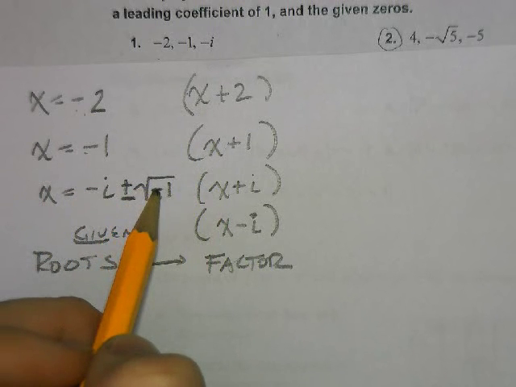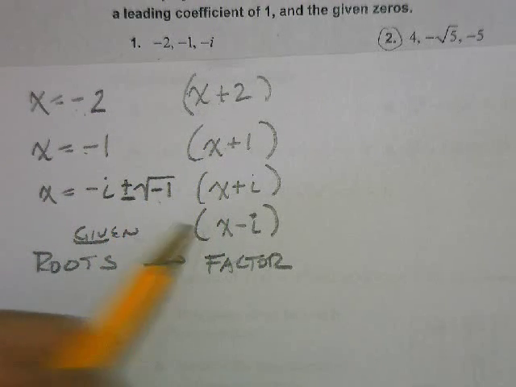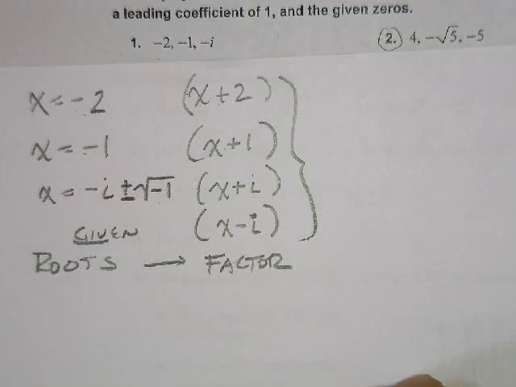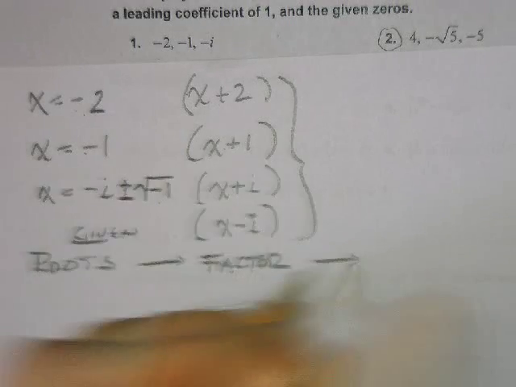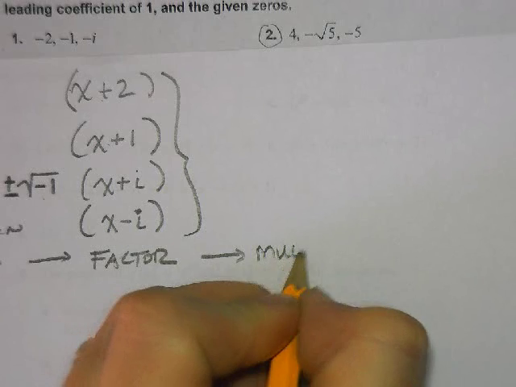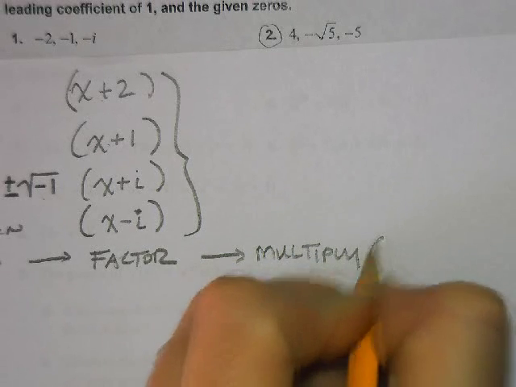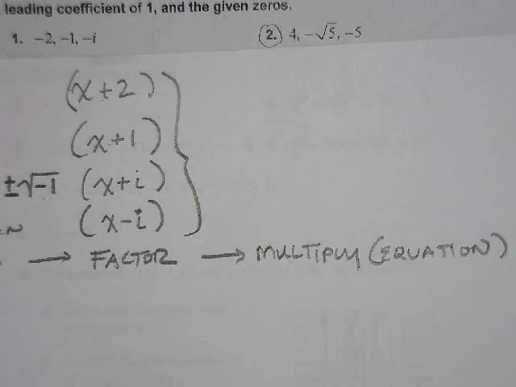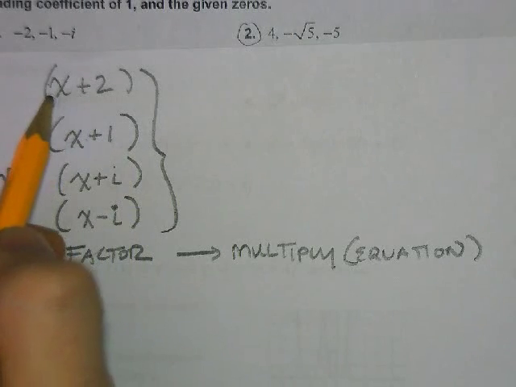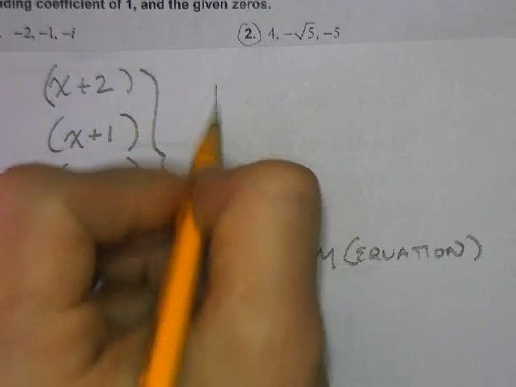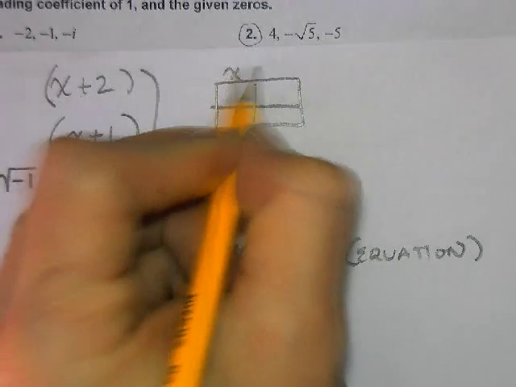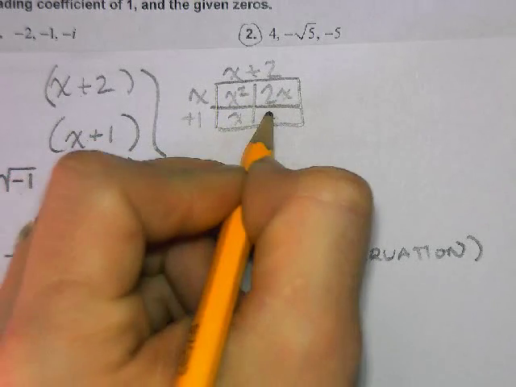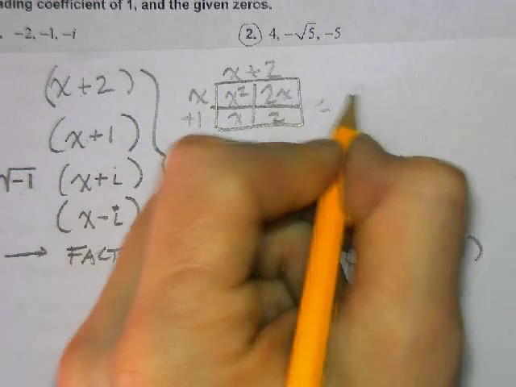Okay, so the last step that we need to do is to actually write all of these factors and multiply them together to make our equation. So roots to factors, we're going to multiply to get our equation. So let's multiply the first two. We're going to multiply x plus 2 times x plus 1. X plus 2 times x plus 1 equals x squared plus 2x plus 1x plus 2. And that gives us x squared plus 3x plus 2.